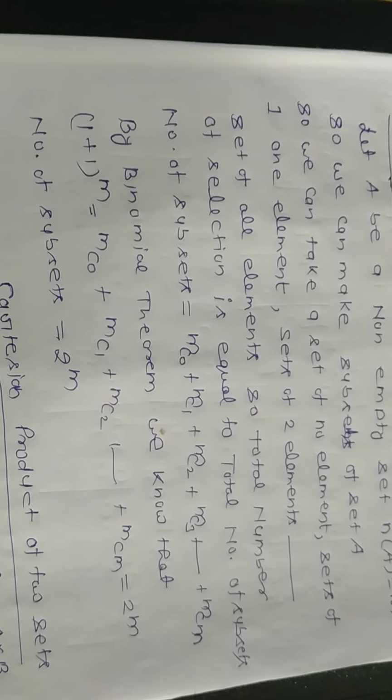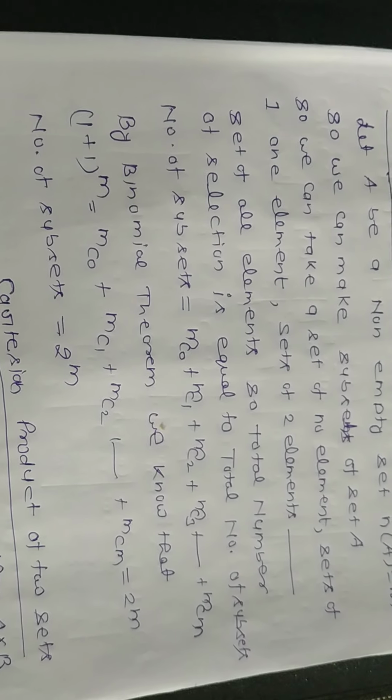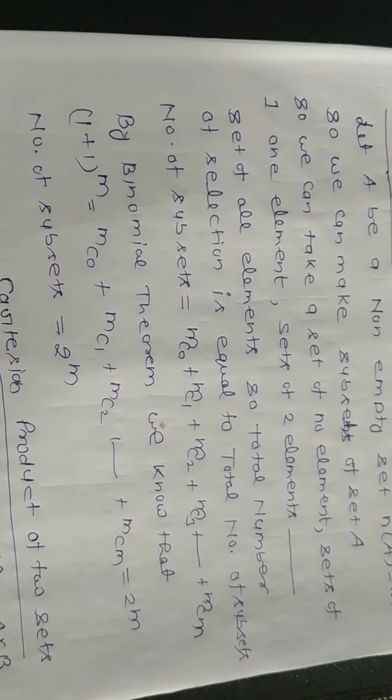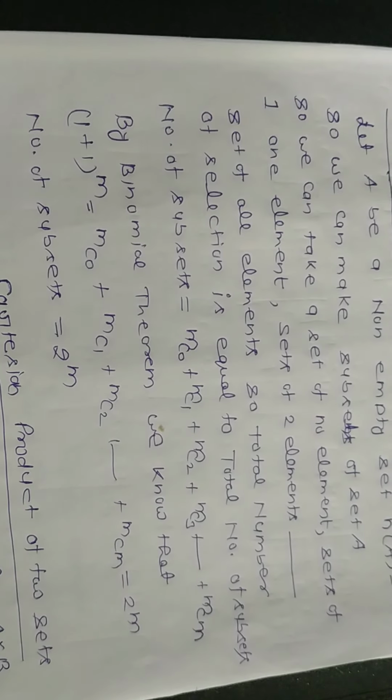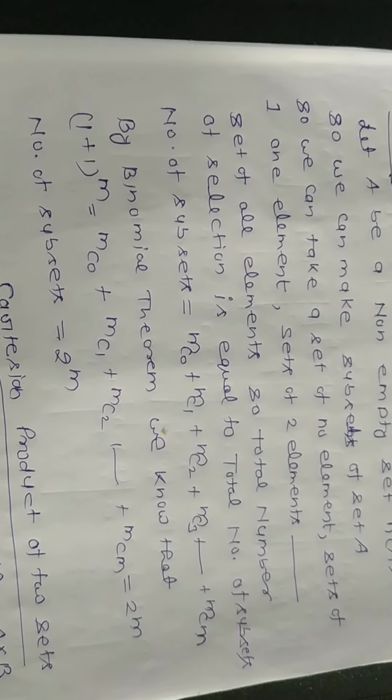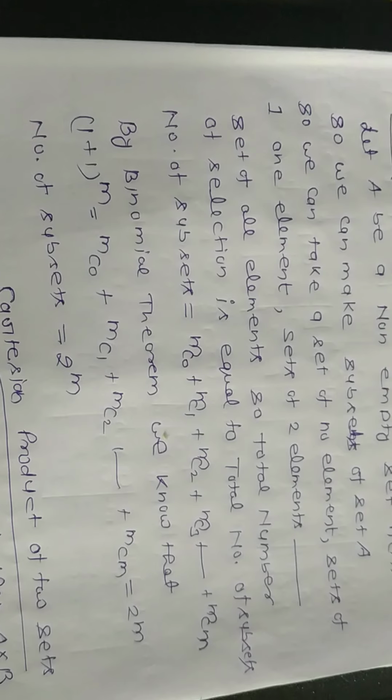I think you know phi is subset of every set, and every set is subset of itself. If phi is subset of every set, that means a set which has no element. If every set is subset of itself, that means we will select all the elements of a set.